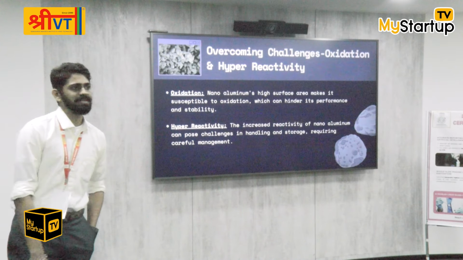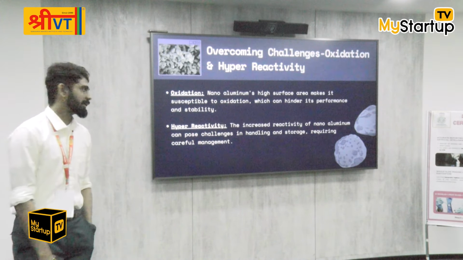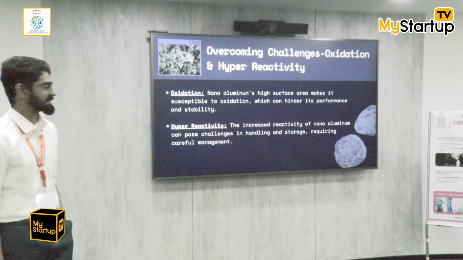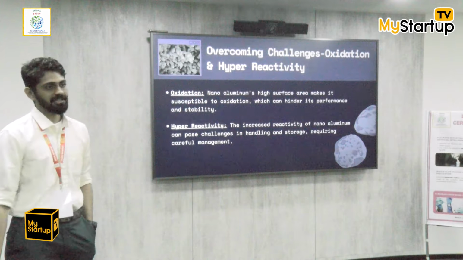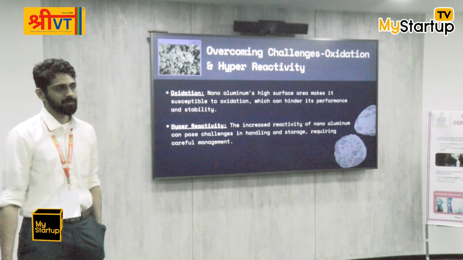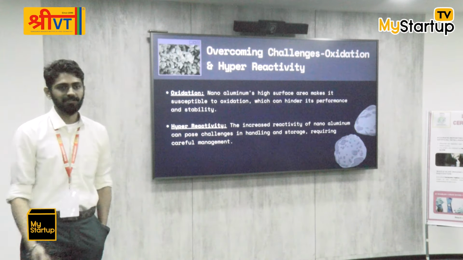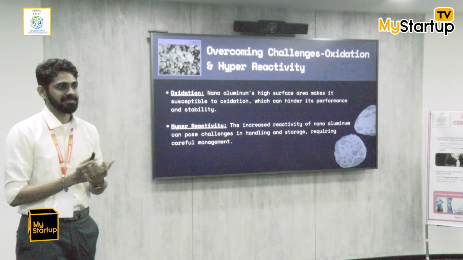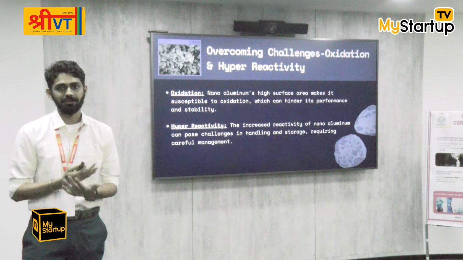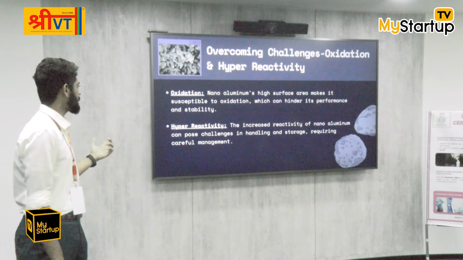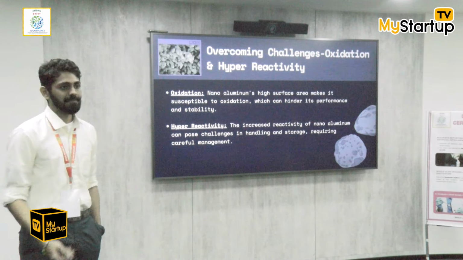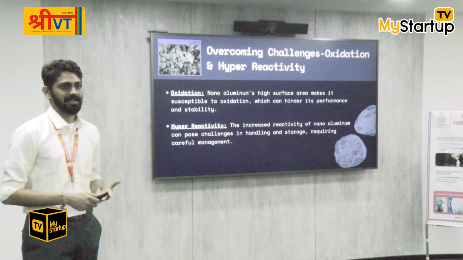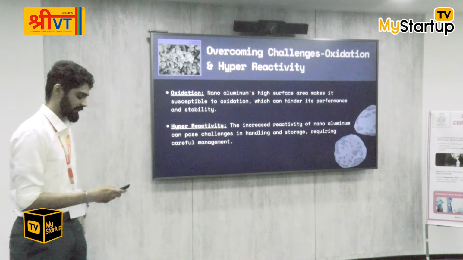Like I said, being a hyperreactive material, nano aluminium has a problem of not being stable when it is in nano stage. So what are the issues? One is oxidation. Number two is hyperreactivity. We have already spoken about nanomaterials and oxidation, and this oxidation creates a layer on top of the material that affects the actual performance of the material. Then, when it comes to hyperreactivity, because of the hyperreactivity of the aluminium that I mentioned, it is not stable, and storing it in any area will be a hazard.